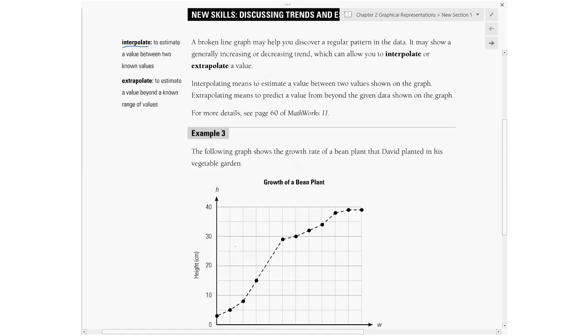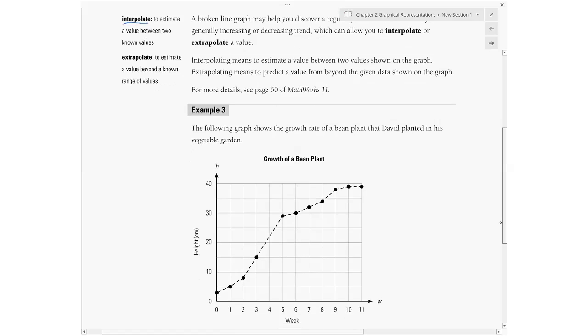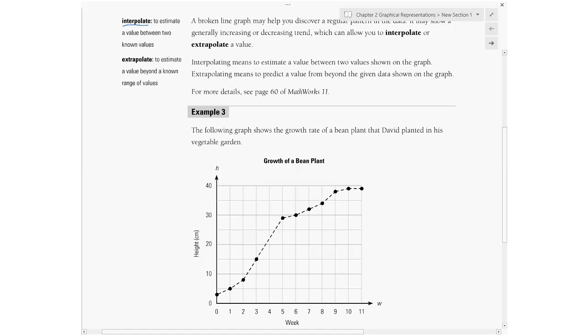we know what the growth of the bean plant is when they first planted it, at 0 time, I'm going to assume, and we know how much it's grown after 1 week. Let's say we want to know how much it's grown after half a week. We're interpolating because it's in between two known values.